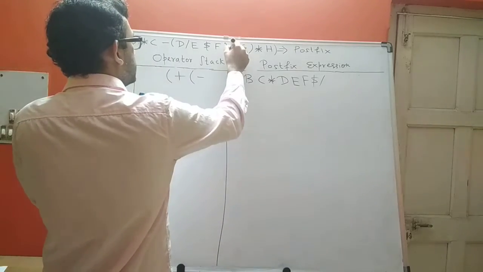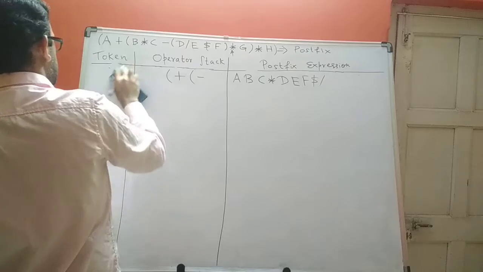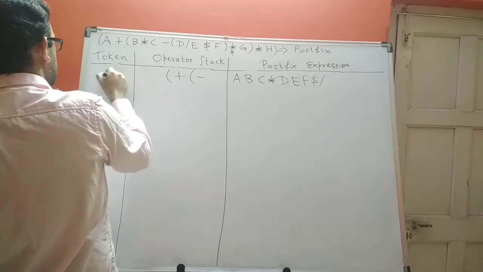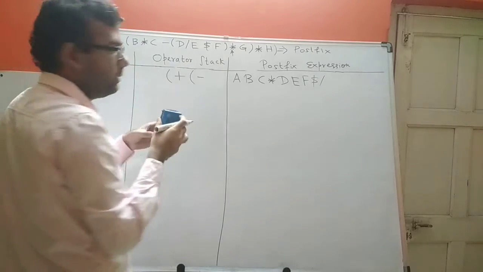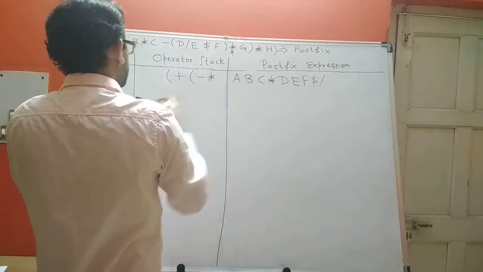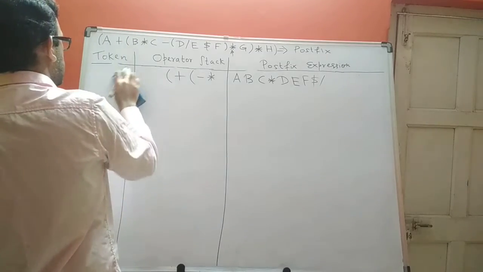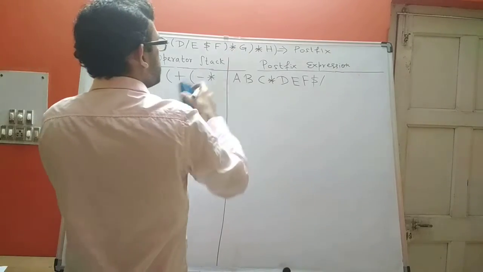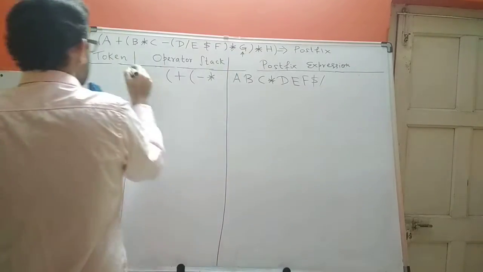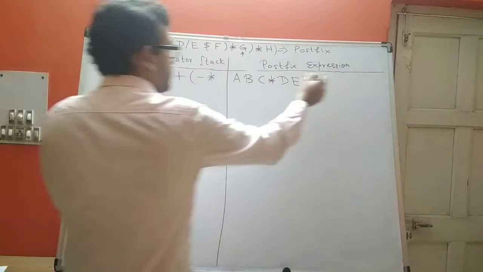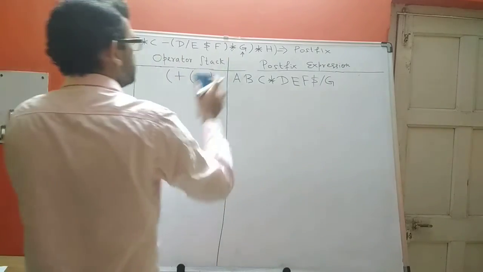Now my next token is star. Star is my current token. It has higher precedence than minus, so I will push it onto the stack. So I'll push star onto the stack. My next token is G. G is an operand, so I will add it to the output.